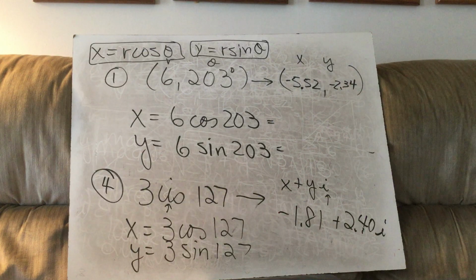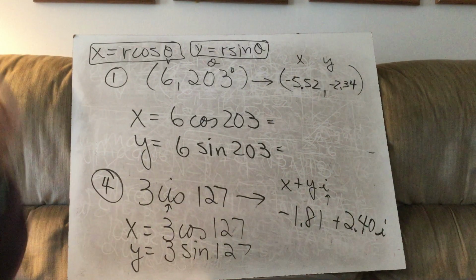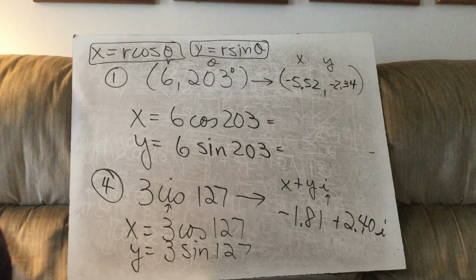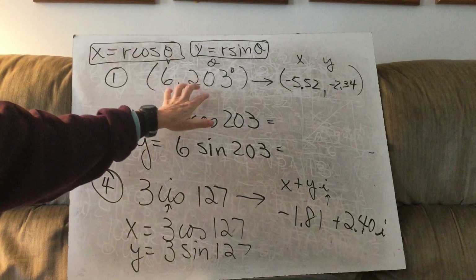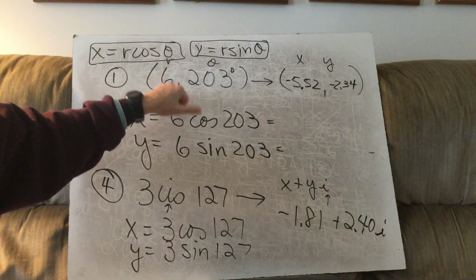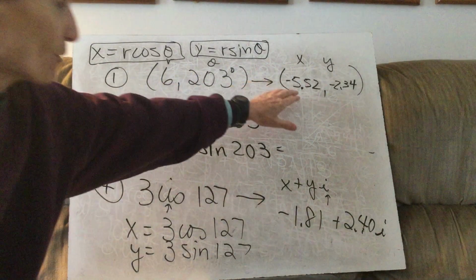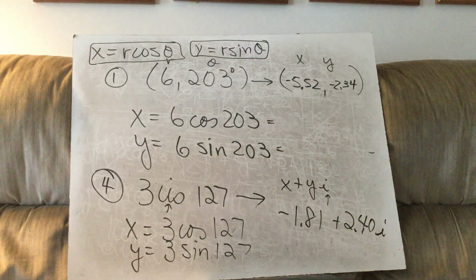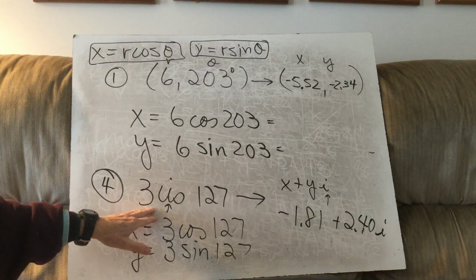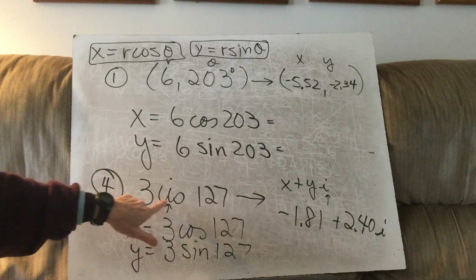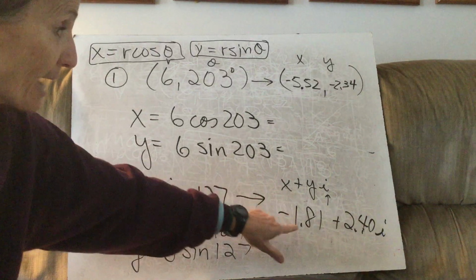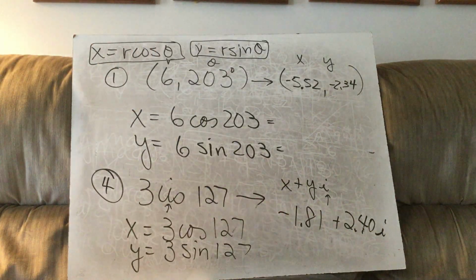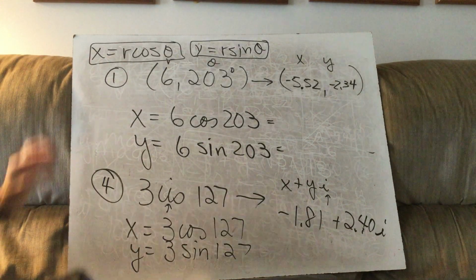The only difference is the way you write the answer, the way you write your x and y, has to match the way it's written in the problem. So if the problem is a coordinate point, something comma something, then your answer is going to be x comma y. If your problem is a complex number with an i in it, cosine i sine, then your answer has to be x plus yi. Okay, so that takes care of 1 and 4.